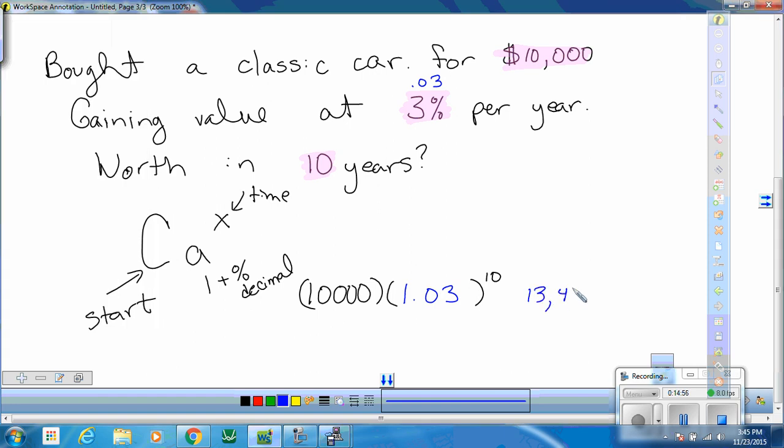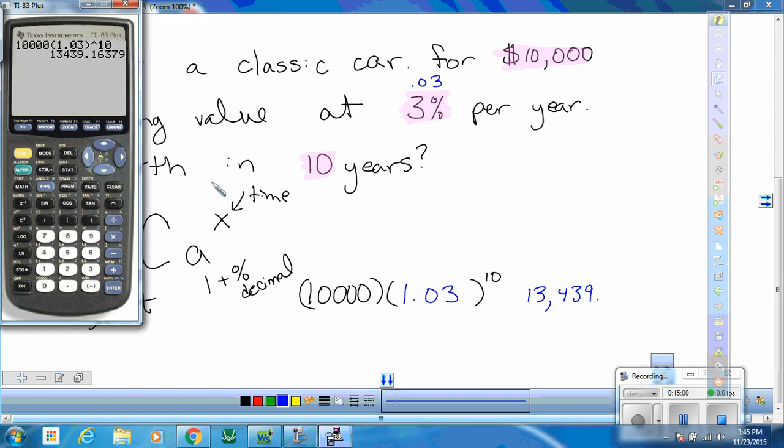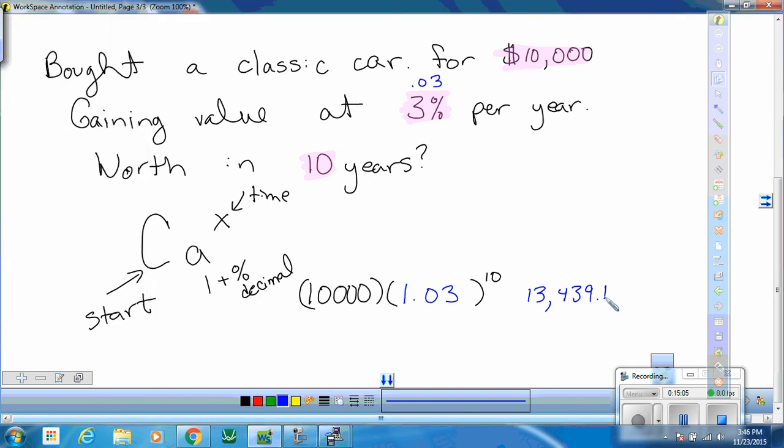$13,439 and it looks like if we round, now this is money. Money is 2 decimal places, so that'll be 16 cents. So this is going to be the value of that car after 10 years. Starting value, time frame, and then 1 plus the percentage. And that's how we use the exponential growth model.